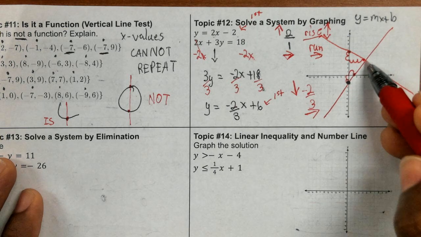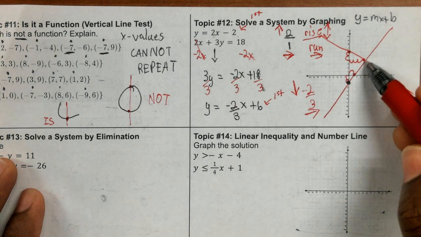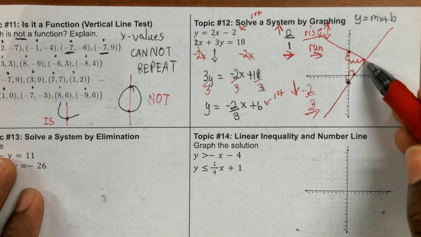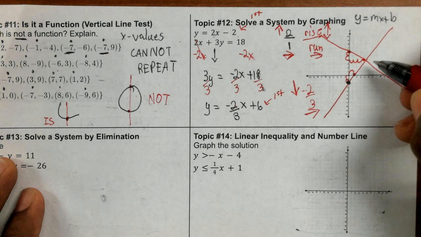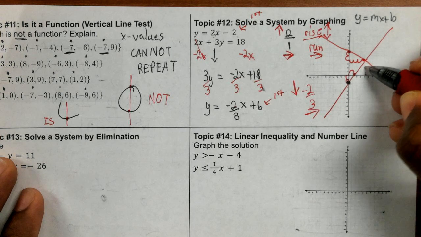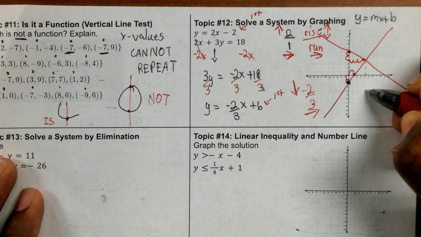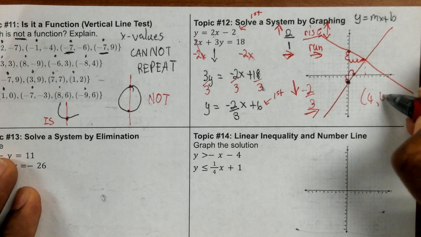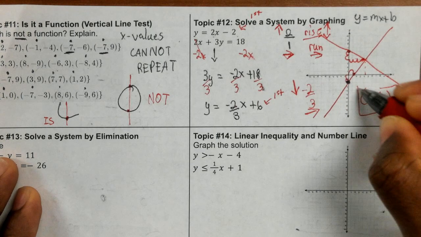Wherever they intersect is the solution. You don't always have to have a point where they intersect, as long as where they intersect, that is the solution. So X marks the spot. This looks like the x is 4, and the y looks like 4. So this looks like 4, 4. Okay? So the next question.